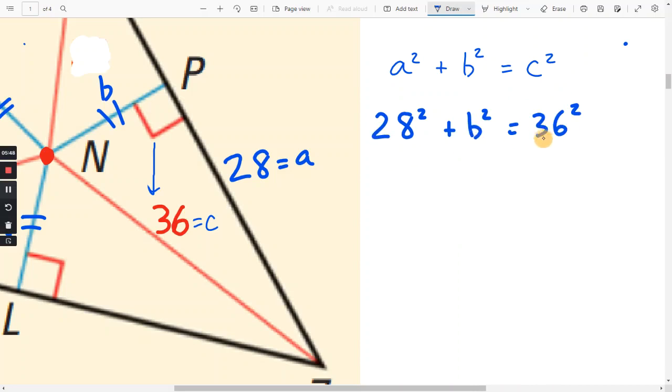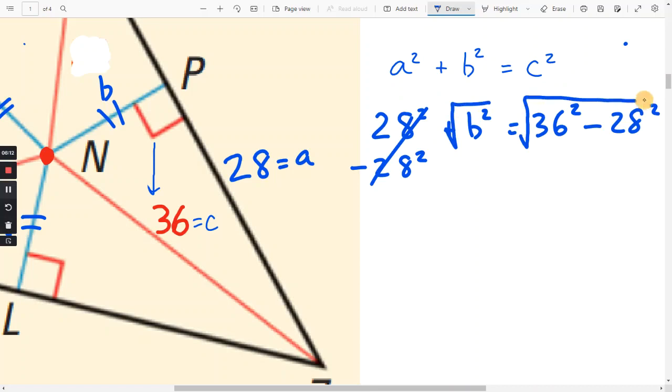Okay, you can square each one, but I would rather just subtract first. So 28 squared, I'm going to remove that from both sides. And right here it cancels. And I have b squared equals this right here. The opposite of squaring something is to take the square root. So I'm just going to take the square root of both sides. Square root of b squared is b. And then I'll just do this on the calculator.